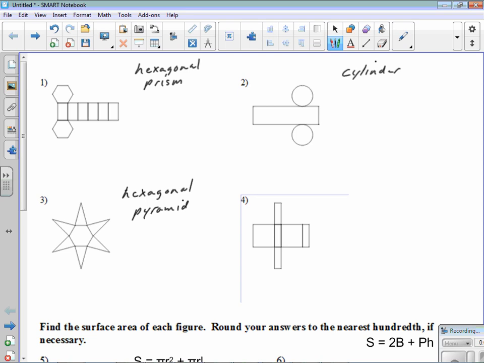All right, number four, you got a bunch of rectangles. So we put those rectangles together to make what looks like a box, or what would be a rectangular prism.